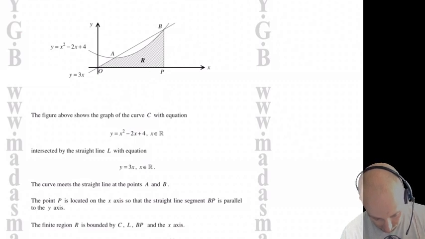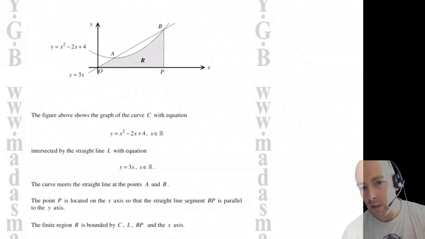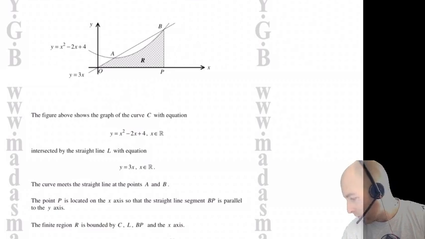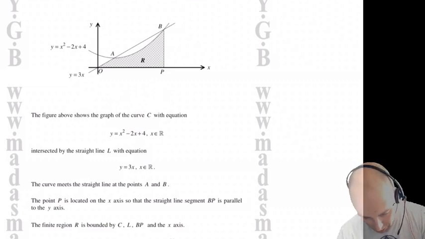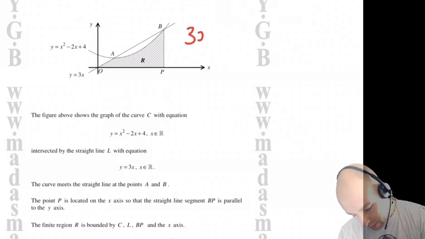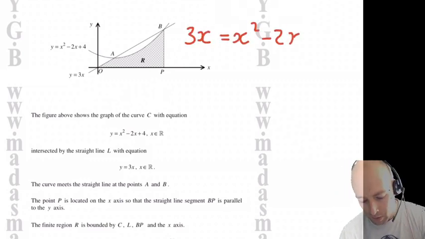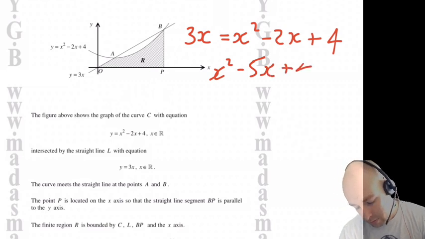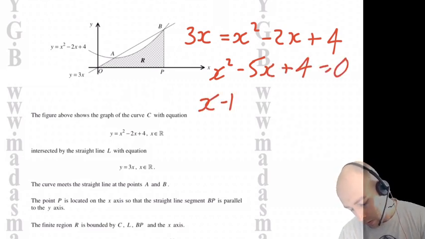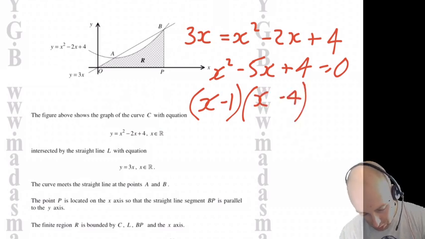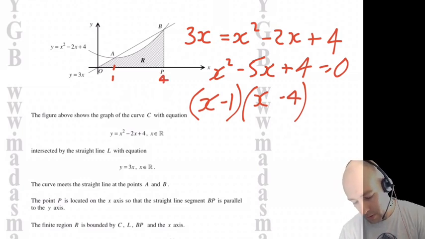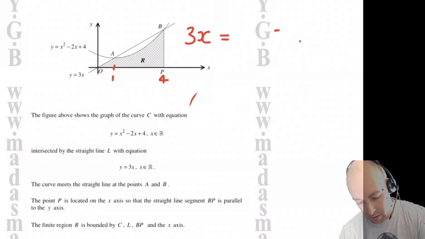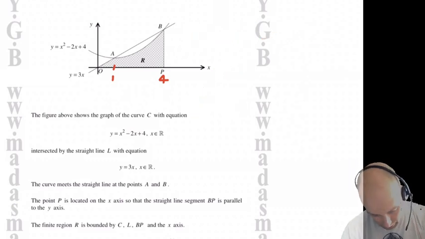So yeah, thinking about the best way to start. Let's find where the curve and the line intersect, because we need those points of intersection to find both of those areas. At the point of intersection, 3x equals x squared minus 2x plus 4. Take it all to one side: x squared minus 5x plus 4 equals 0, so we get (x minus 1)(x minus 4). So x is 1 and x is 4. Okay, that's fine.